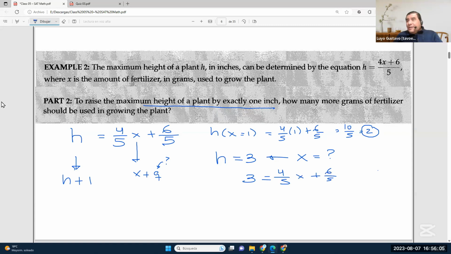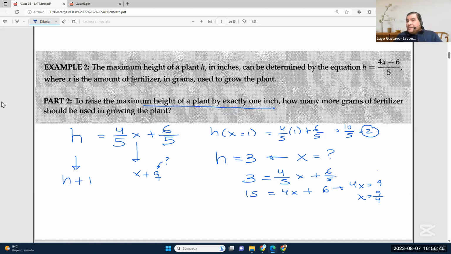If you isolate here, you can multiply both sides by 5 to eliminate the denominator. You have 15 equals 4x plus 6. So from this, you have 4x equals 9. And finally, what we have here is x equals 9/4. So what is this? That if you want to go from a height for the plant of 2 inches to 3 inches, that is exactly increasing 1 inch, how much more fertilizer you have to use.